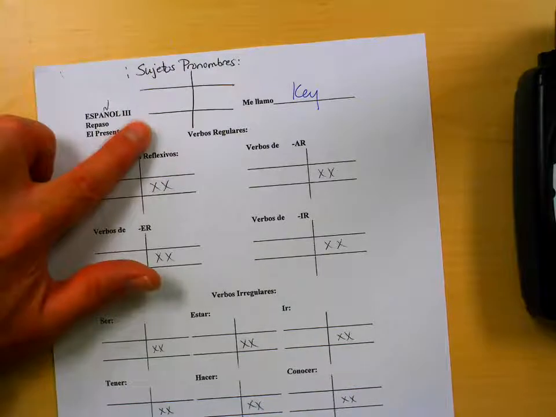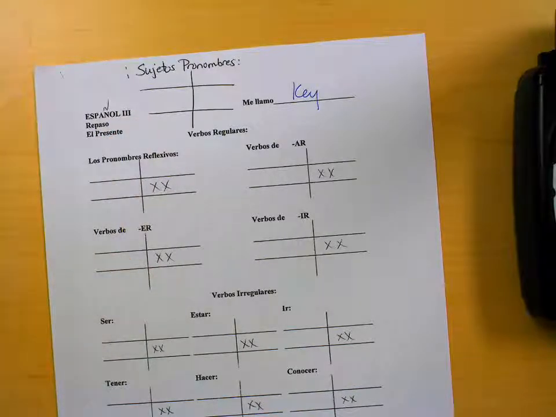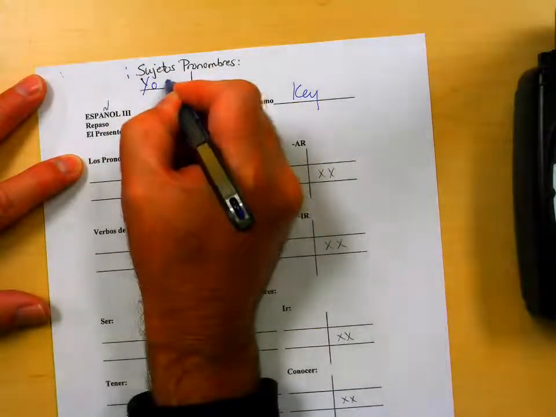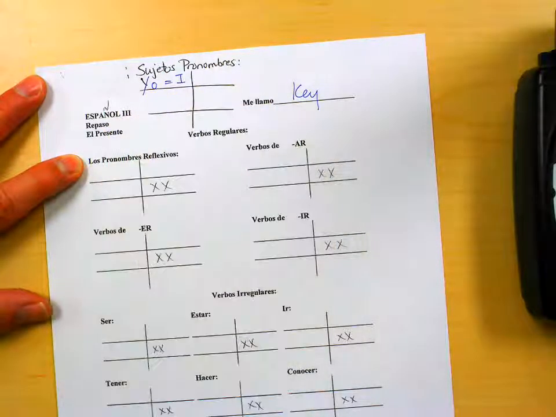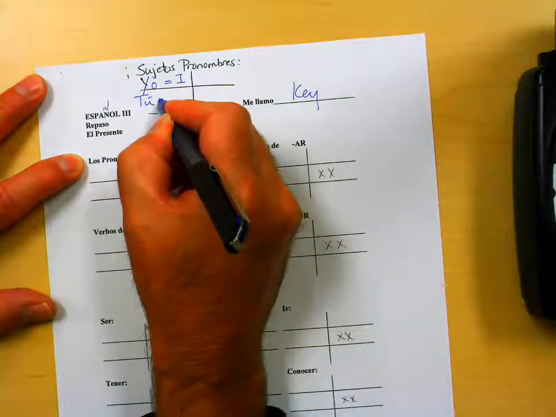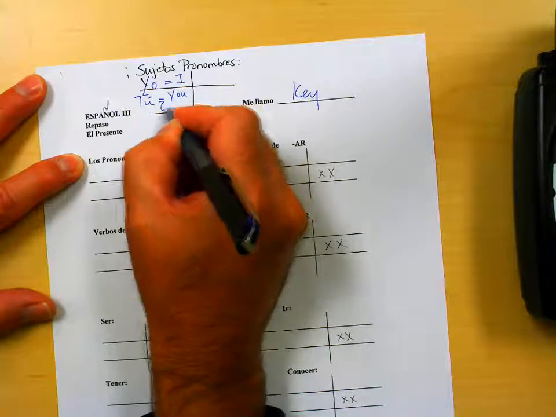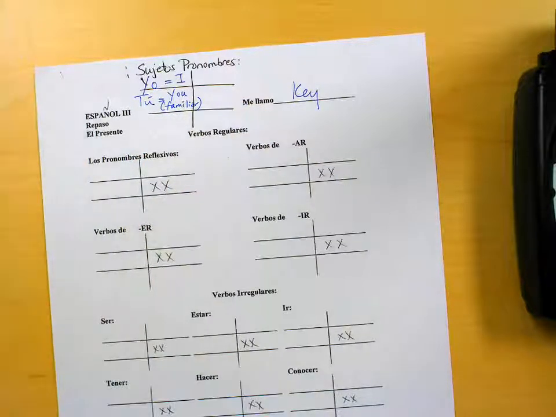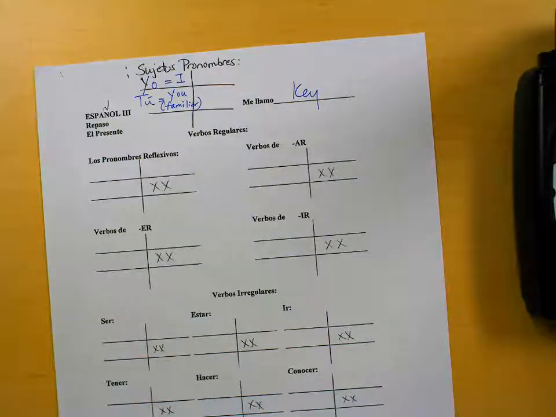The first section we're going to start with is sujetos pronombres, which are your subject pronouns. Let's go back and review. First person singular is yo, and yo means I. Second person singular is tú, and tú means you, familiar. So when you're in the tú mode, you're talking to people that you know by first name. They're your age, they're your really close family or friends, and so on.